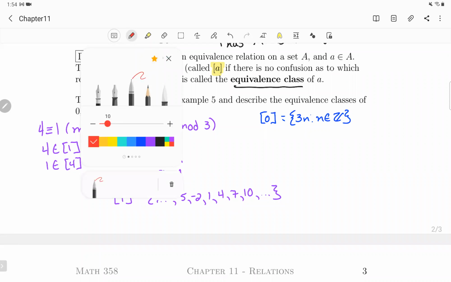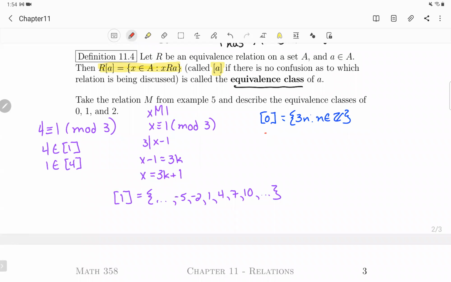Different color, I guess I'll do red. All right. Equivalence class of 2, based on this, what form do you think stuff in the equivalence class of 2 will have? 3 divides x minus 2. So x has to be a multiple of 3 plus 2. So we can write this two ways. We could say 3k plus 2, such that k is an integer, or we could list it out. So we'd have stuff like -4, -1, 2, 5, 8, and so on.